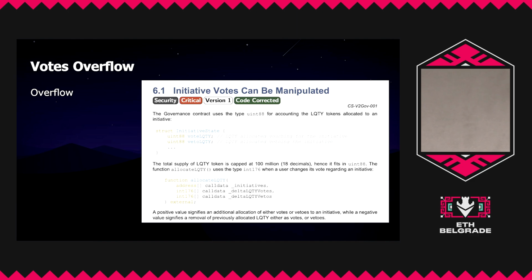Fundamentally, an initiative state was represented as a uint88, whereas the function allocateLiquidity could be used with an int176. Hopefully, it's pretty straightforward to think that you can truncate a uint176 into a uint88, and you can actually cause an overflow. And so this was effectively an overflow. There are many ways to catch this type of bug, but one of my favorite ways is to have a global accounting property that effectively checks that the math was sound before an operation, and then it checks that the math was sound after an operation.